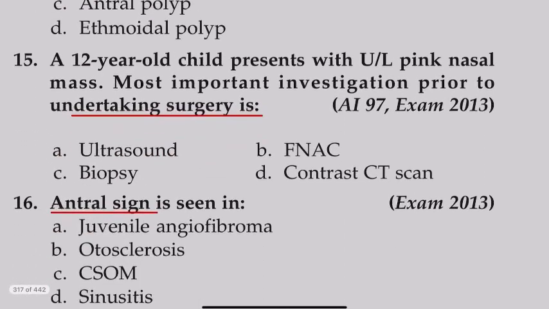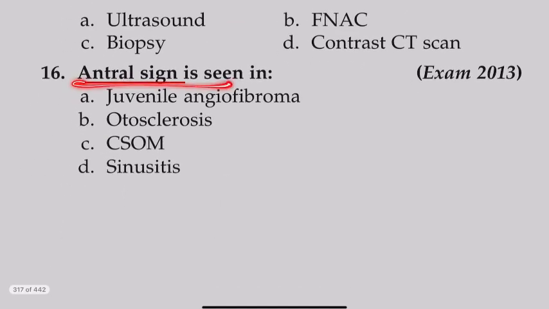A 2-year-old child presented with a unilateral pink nasal mass. The most important investigation prior to undertaking surgery is contrast CT scan. Antral sign is seen in which condition? What is this antral sign? It is seen in juvenile angiofibroma. Okay, we'll go into antral sign also.